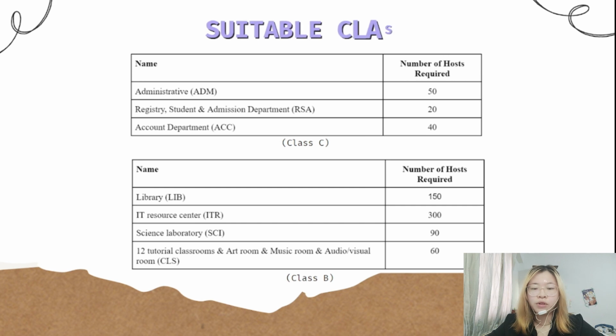For the first one, I will talk about the suitable classes. In these two tables, we are using two classes: class C and class B. We are using class C in location A, and we are using class B in locations B and C.